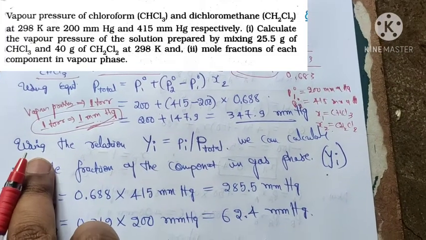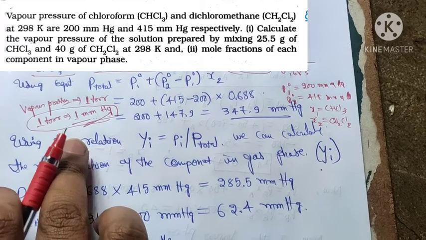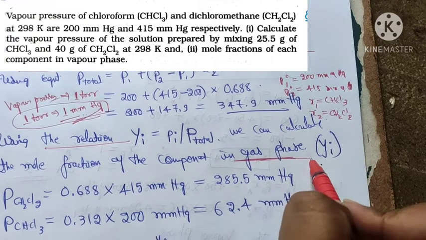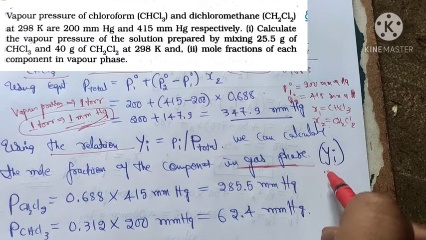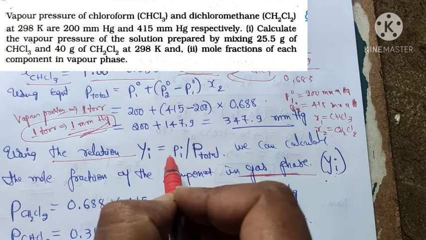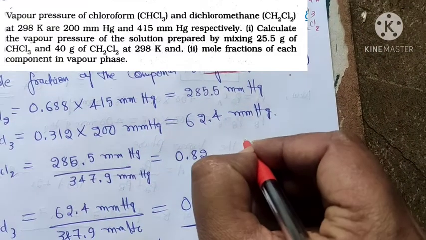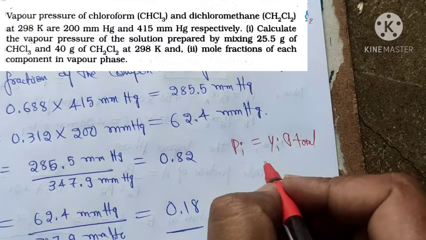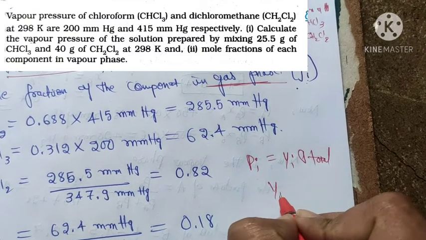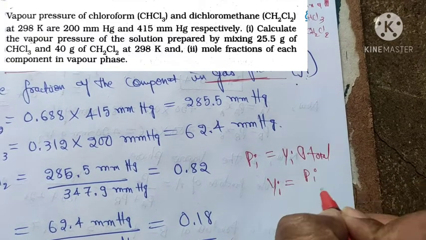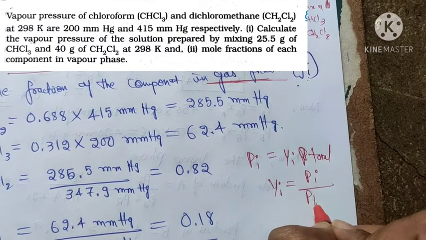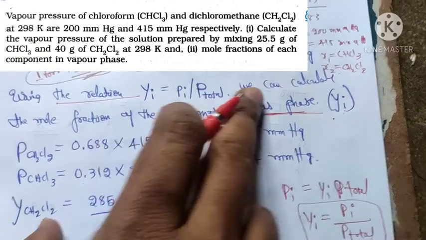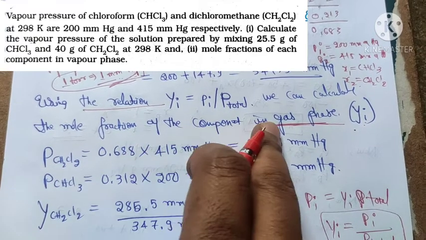Now we want, second, the mole fraction of each component in the vapor phase. Vapor phase or gas phase, you should think of Yi, not Xi. So the general formula is Pi is equal to Yi times P total. We want Yi, so Yi is equal to Pi over P total, P total going to the denominator. So we can calculate the mole fraction of a component in the gas phase.